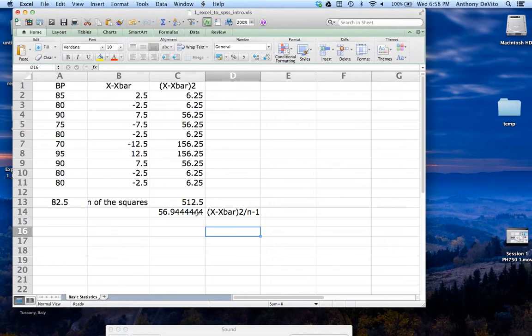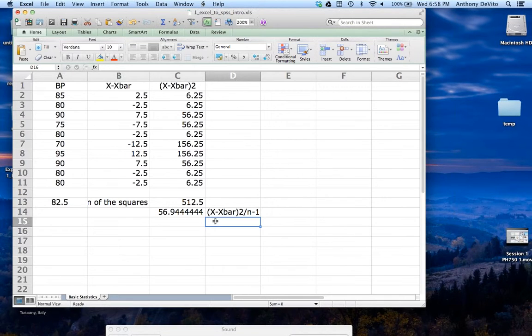Now, let's give that a name. That's a name that gives us the average sum of squares differences for each individual value. And let's give that a name. We're going to call that the variance.